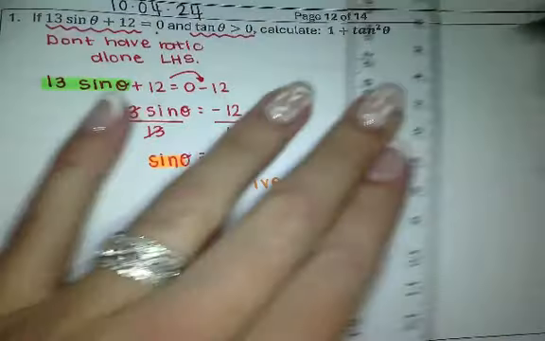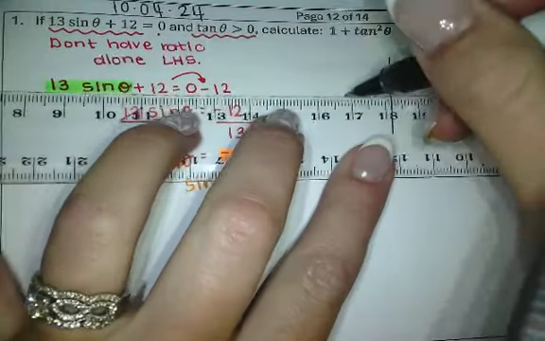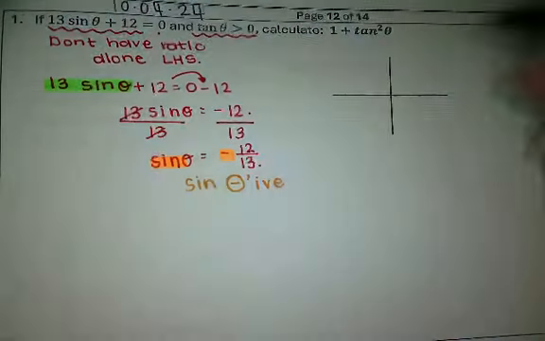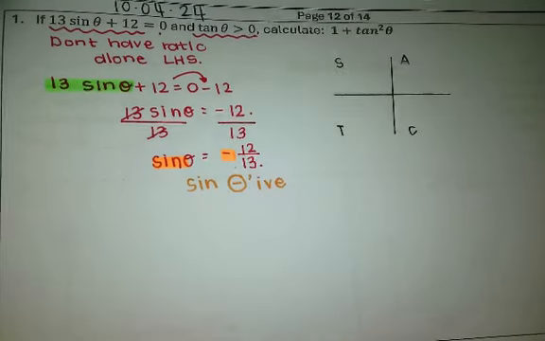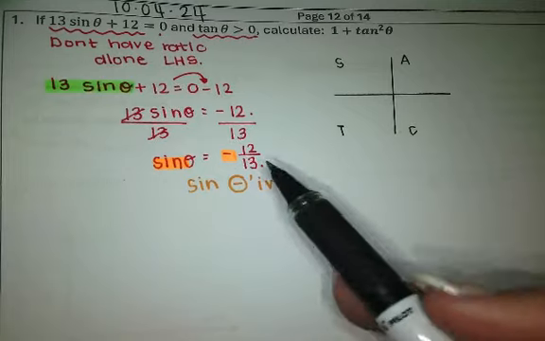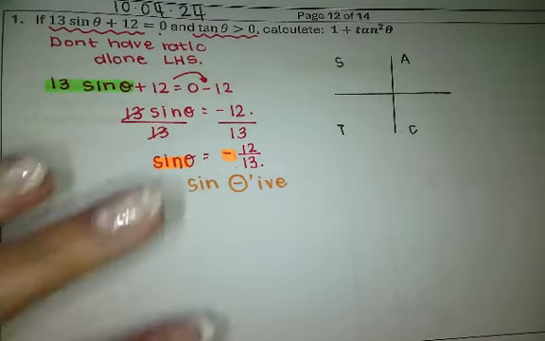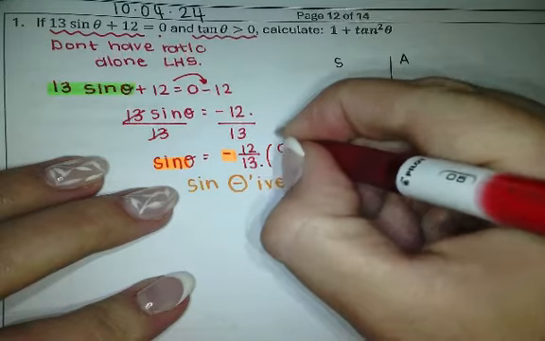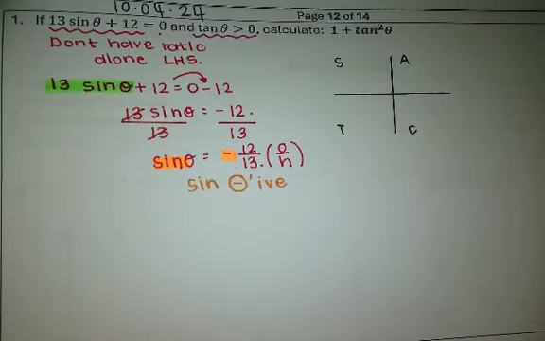And when we look at our CAST diagram, the reason why we don't simplify this is because we need it as a ratio so we can label our triangle. So, we need it as a fraction so we can go and label our triangle.